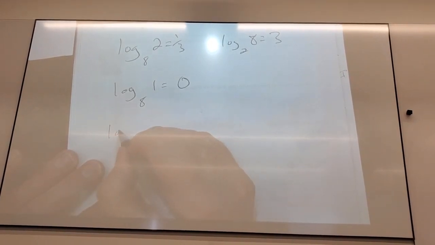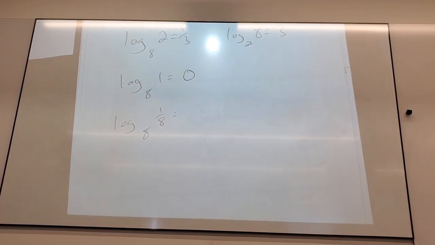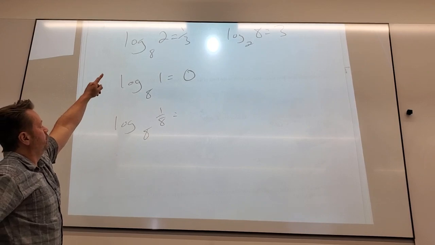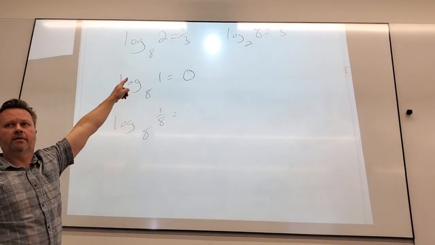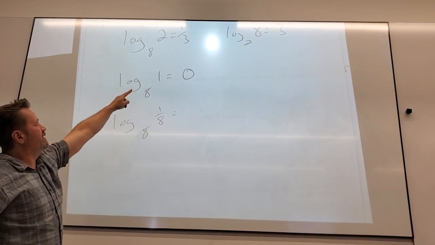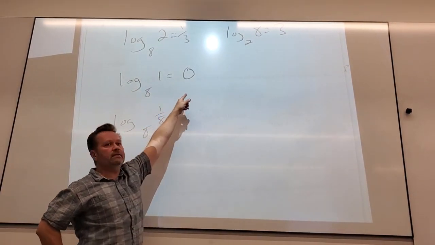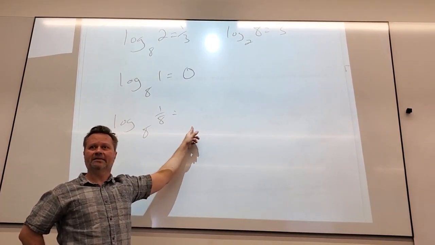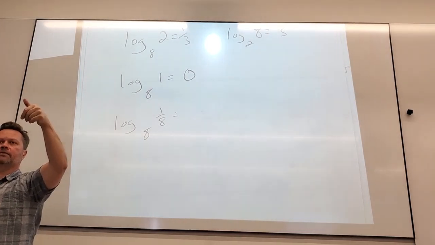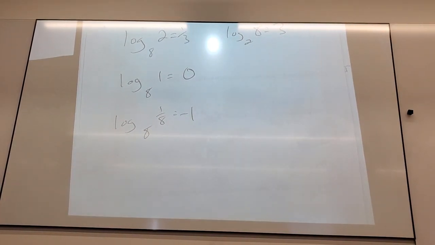What about log base 8 of 1/8? Let me make sure this makes sense. Log base 8 of 2 is a fraction. Log base 8 of 1 is 0. So log base 8 of 1/8 has got to be less than 0, because now the inside's smaller. And sure enough, how do I get 1/8 from 8? I flip it. And what power flips things? Negative powers.